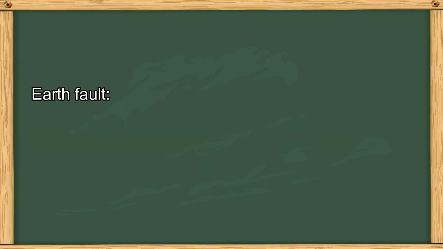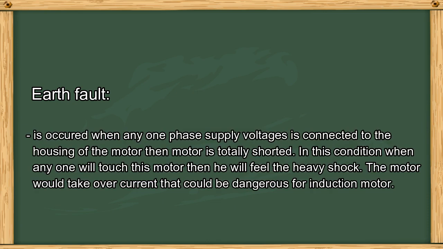Okay, the fifth one is earth fault. Earth fault occurs when any one phase supply voltage is connected to the housing of the motor, then the motor is totally shorted. In this condition, when anyone touches this motor, he will feel a heavy shock. The motor would take over current that could be dangerous for the induction motor.